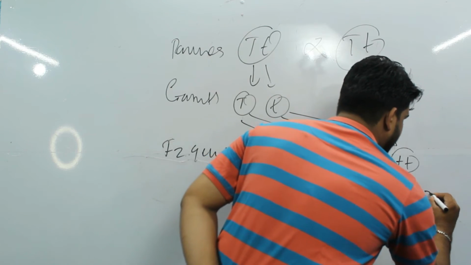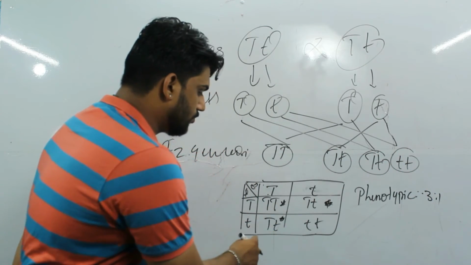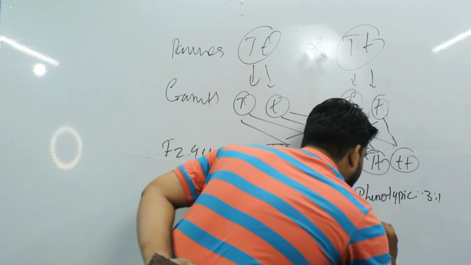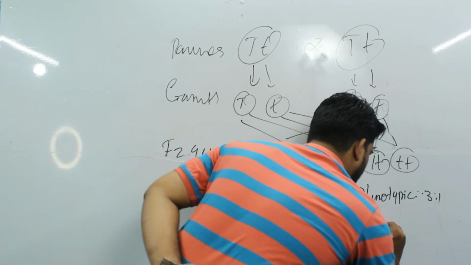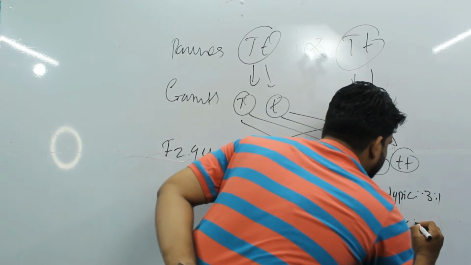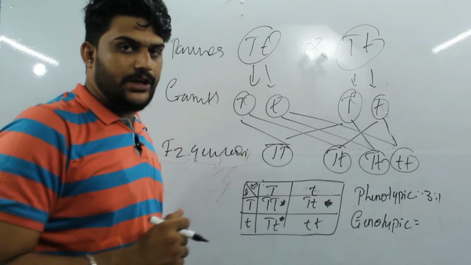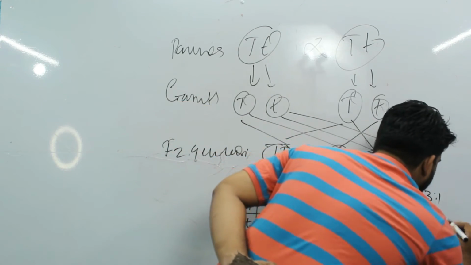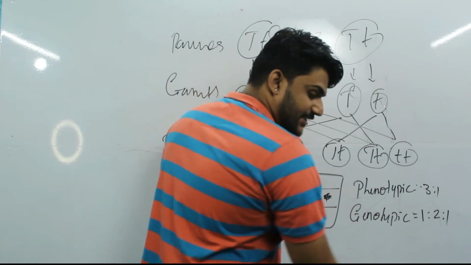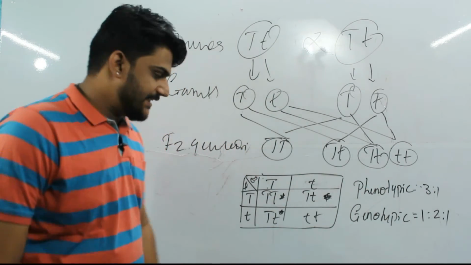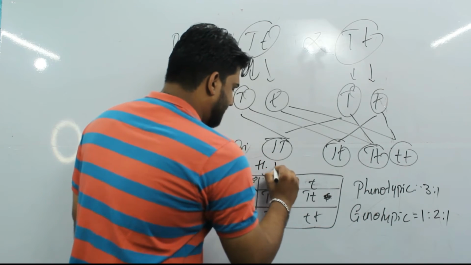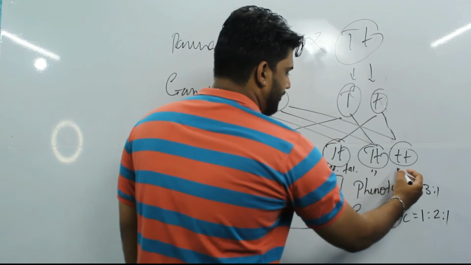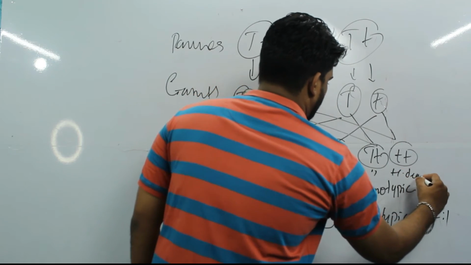The ratio was 3:1, three tall and one dwarf. Then if we go to the gene level, we call it genotypic. When we look at the alleles at the gene level, we got 1:2:1. 1 is homozygous tall, 2 is heterozygous tall, and 1 is homozygous dwarf. So this is homozygous tall, this is heterozygous tall, and this is also the same thing, and this is homozygous dwarf.